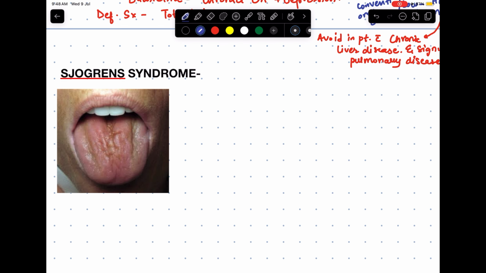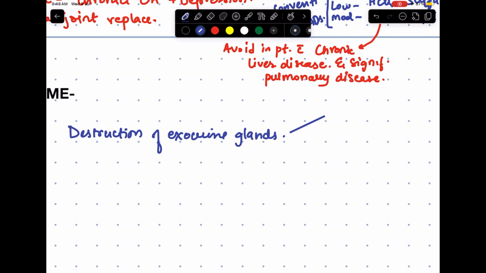So the next one is Sjogren syndrome. Basically, two things you have to remember. It is the destruction of exocrine glands. One is lacrimal, the other one is salivary gland. And the symptoms would be because of the dysfunction of these two glands only.